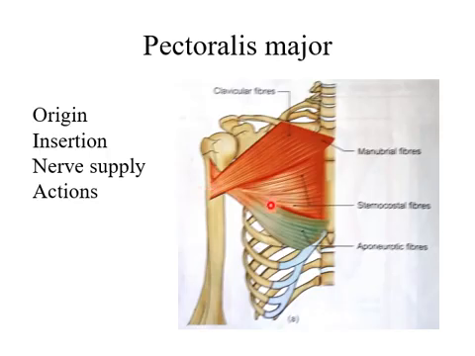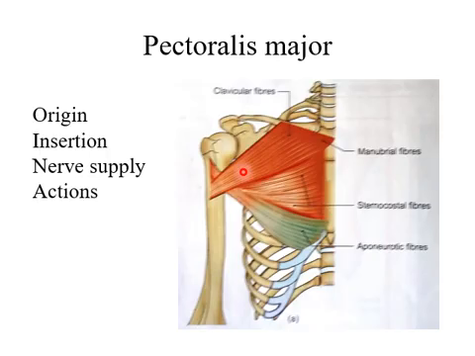Okay. So all these fibers, they converge laterally, and they get inserted on the lateral lip of bicipital groove in a U-shaped manner, and the nerve supply, it is supplied by medial pectoral nerve and lateral pectoral nerve. Pectoralis major muscle is supplied by two nerves, the medial pectoral nerve and lateral pectoral nerve.